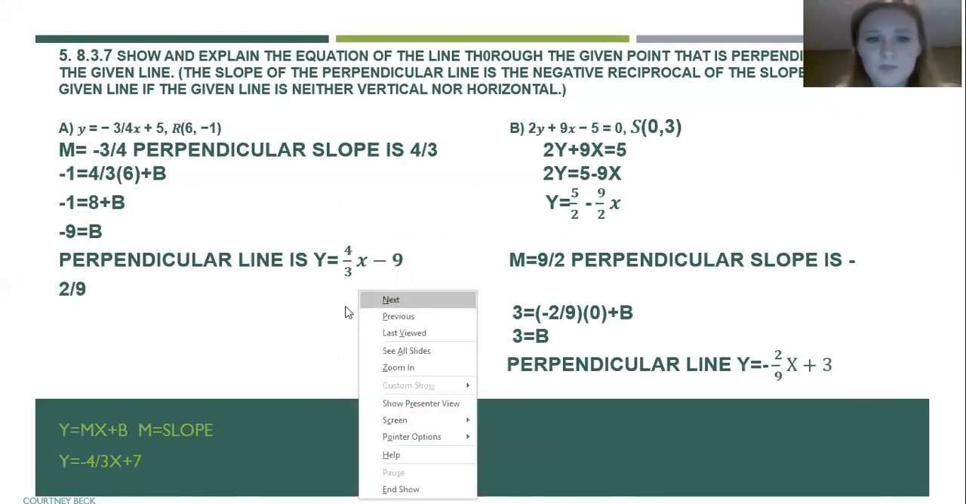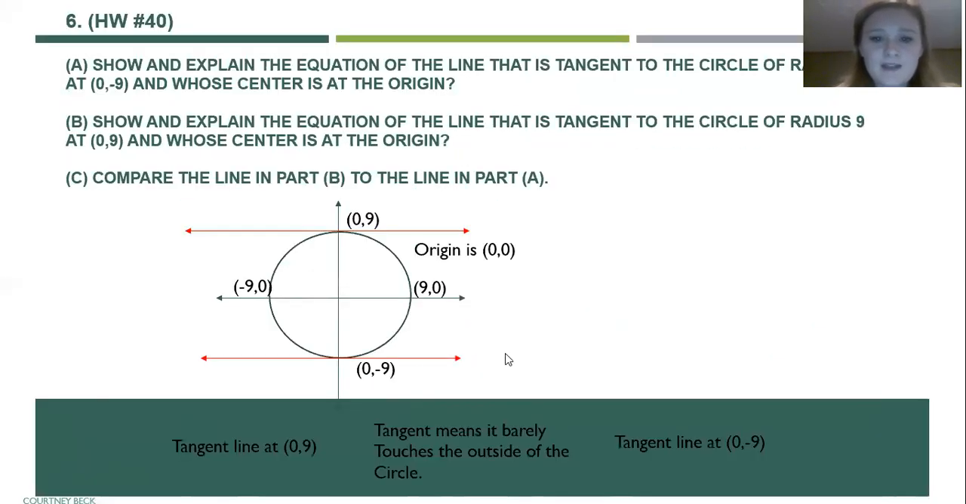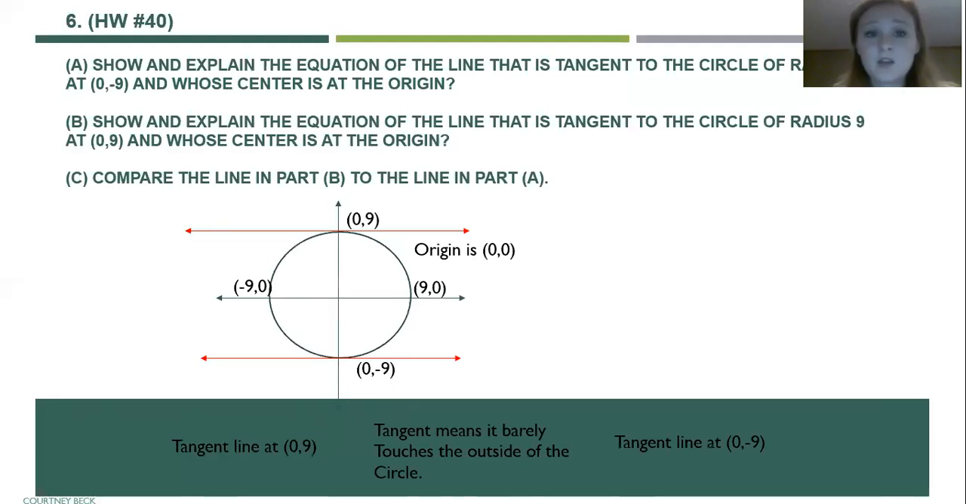Okay, I go back to question 6. Sorry about that. And we have a tangent line at (0, 9), a tangent line at (0, -9). This tangent just means it's barely touching the outside of the circle. And that is our 6 questions.